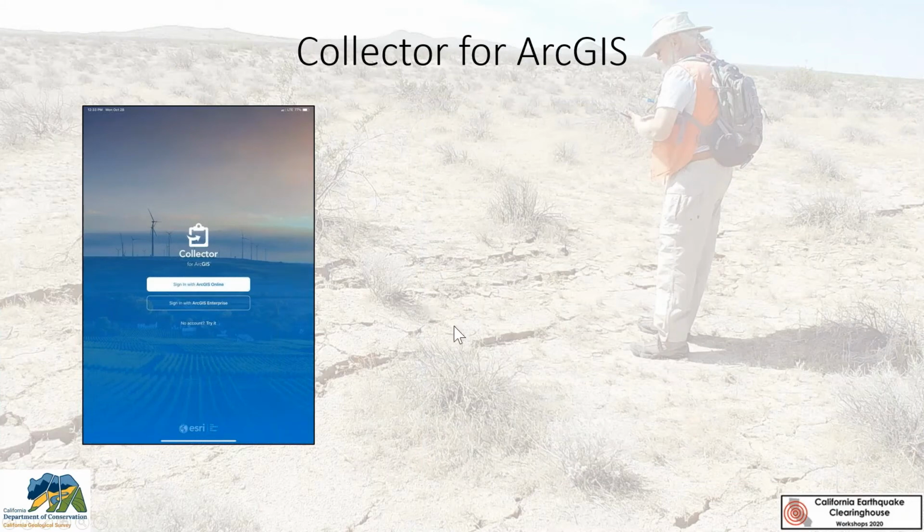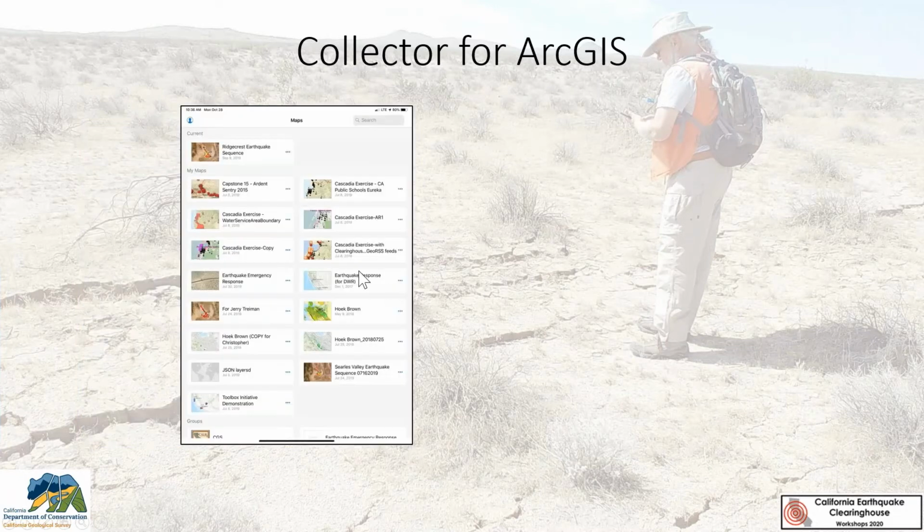So once all the data are in the group, you download ArcGIS Collector onto your device. You can sign in. Once you sign in, you see the groups you are associated with, but then also all of the maps that you have available to you. I want to say that Collector is available on the iOS platform, Android, and Windows platform. All the user interfaces are a little bit different.